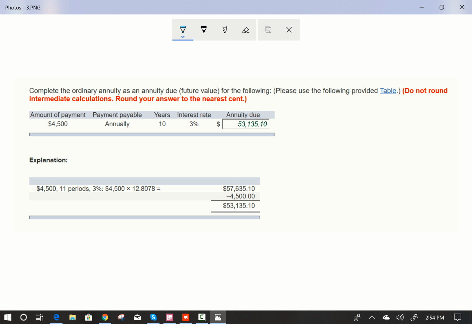If you added one period, which we did, we made it 11 periods, then you must subtract one payment. Each one of our payments is $4,500, so we're going to subtract one $4,500 payment. That means the value of this annuity due is $53,135.10.